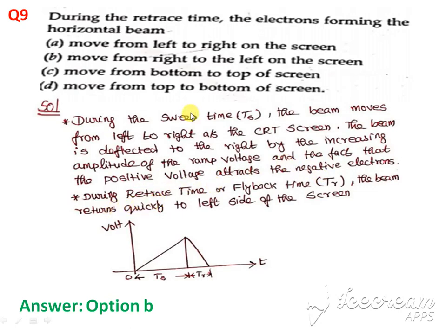So during sweep time the beam moves left to right, and during retrace time or flyback time, the beam returns quickly to the left side of the screen. From this, the correct answer is move from right to left side. Normally the pattern of the beam is like a sawtooth. This is sweep time, this is retrace time.